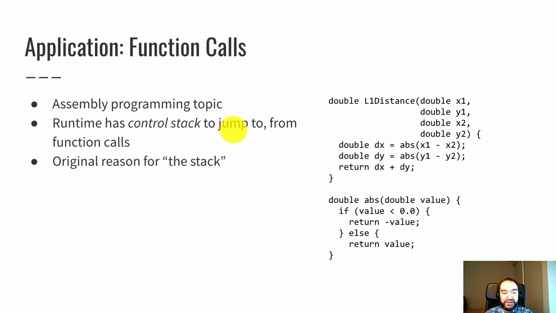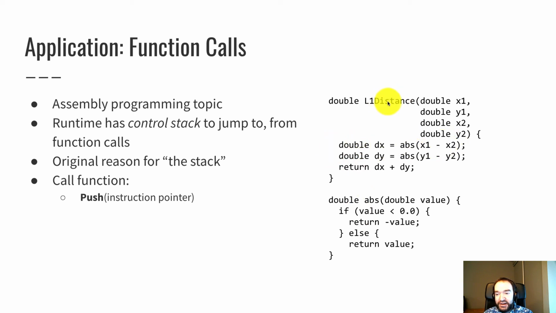This is the original reason for, quote unquote, the stack: to handle this. So in C++, we have all this stuff with the variables on the stack and so forth, but the original impetus for creating something called the stack was to implement the function call jumping. When you call a function, what you do is push the current instruction pointer on this control stack. The instruction pointer is basically where we are in the program. It's the location of the current line of code we're executing.